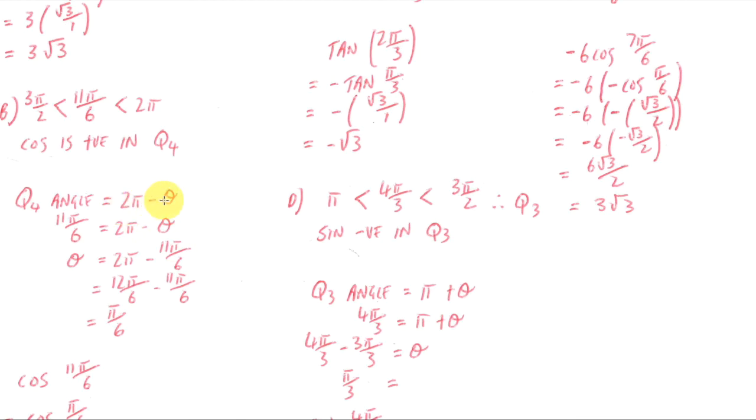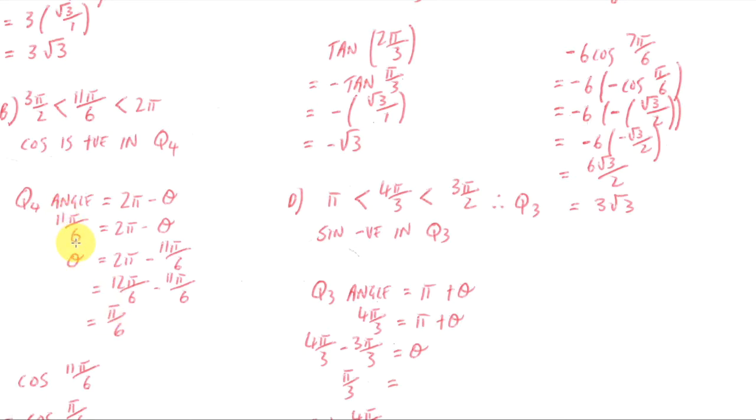So it's 2 pi minus theta. 11 pi on 6, which is the one given to us, is equal to 2 pi minus theta. And then just translating things, adding theta to both sides and subtracting 11 pi on 6 from both sides, I get this. I rewrite 2 pi as being 12 pi on 6. I'm still subtracting 11 pi on 6. And the result will be pi on 6.